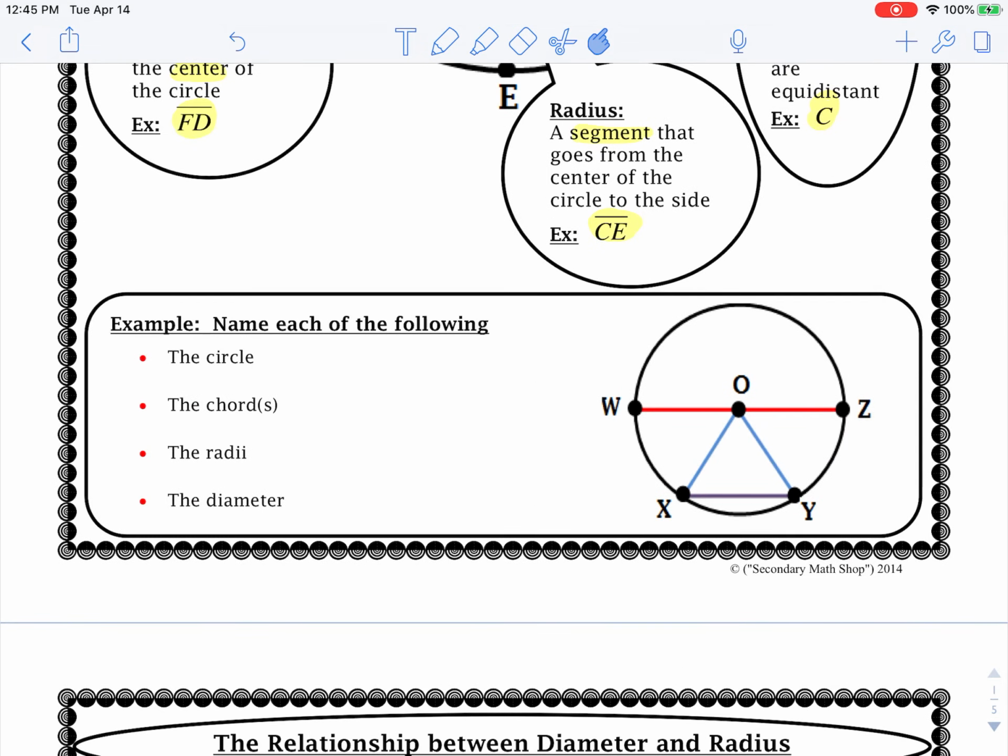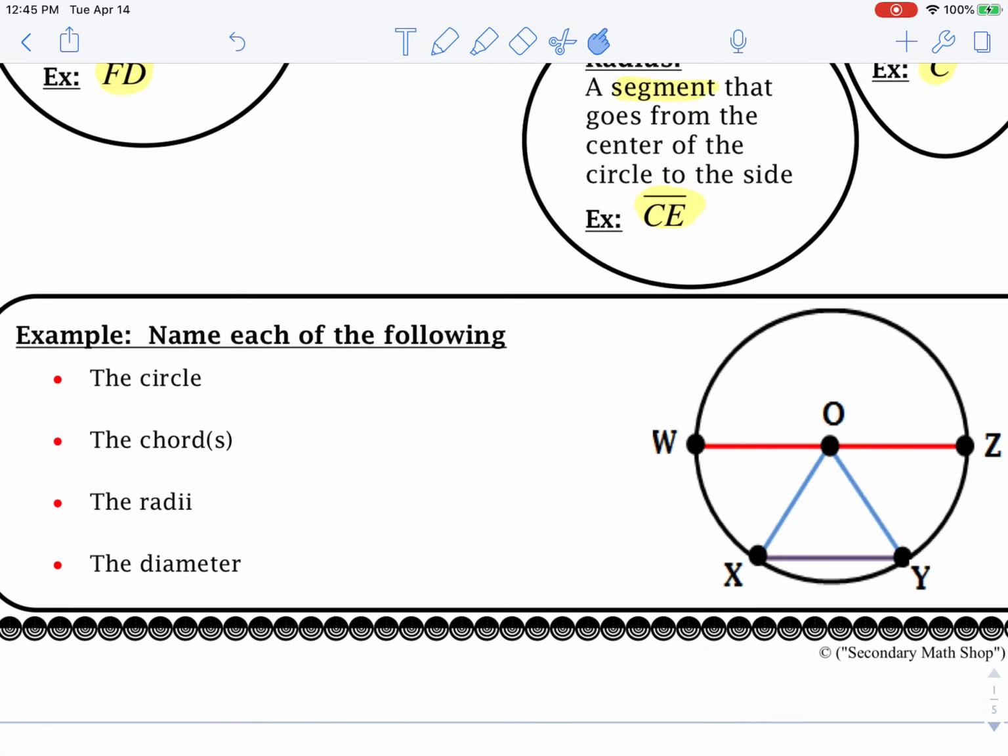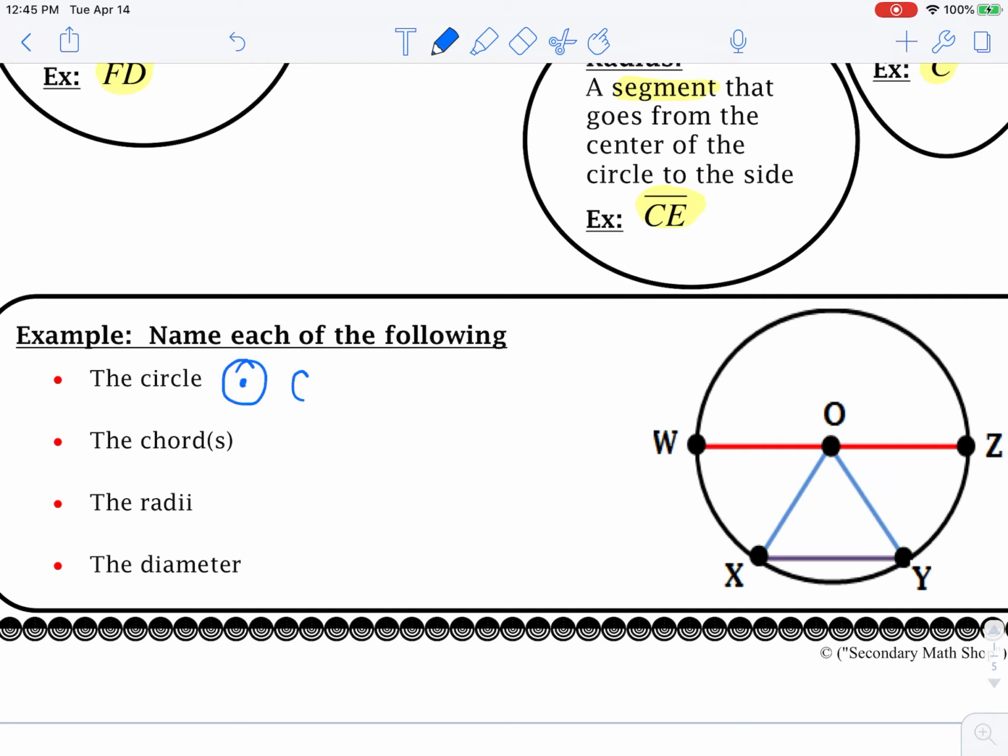So name each of the following based on this circle. Naming the circle itself, we name it by its center, so this would be circle O. Chords. A chord here would be segment WZ. XY is also a chord.